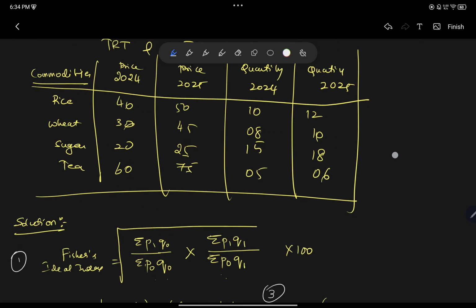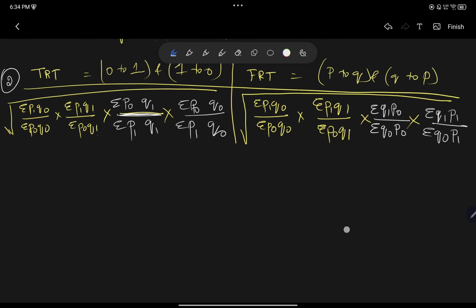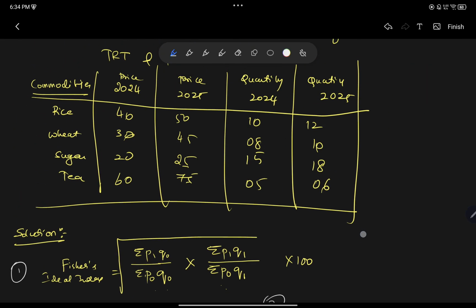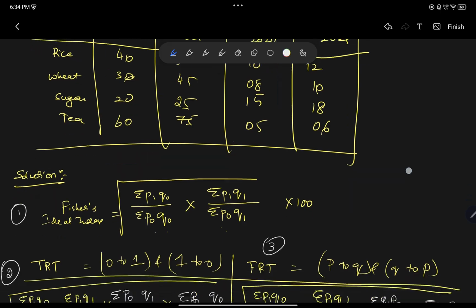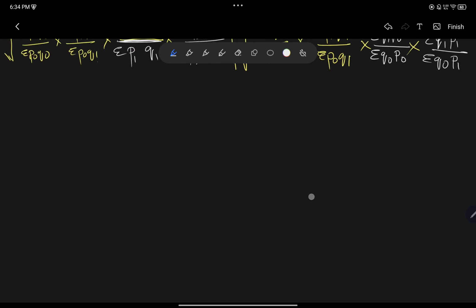Okay, the question has commodities, prices, quantity. So what we can do? We can write it properly, step by step. Commodity, I will just write it commodity.